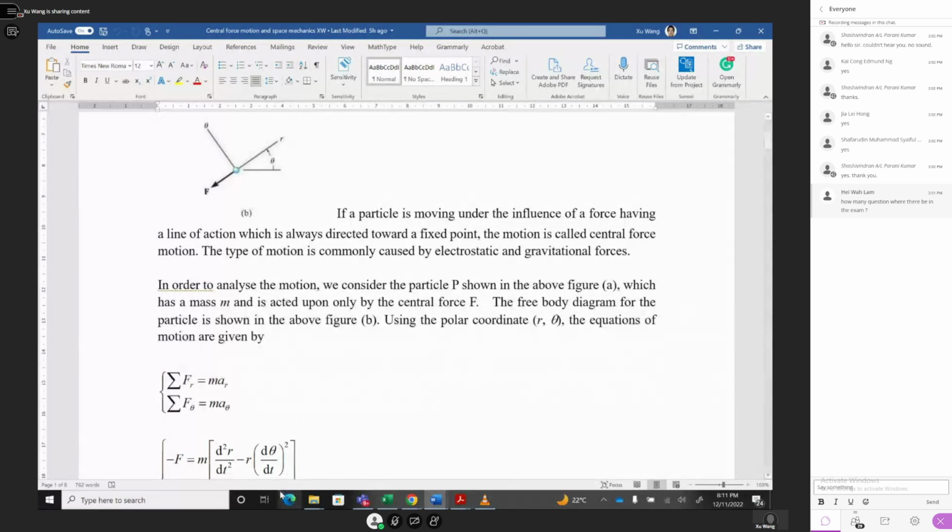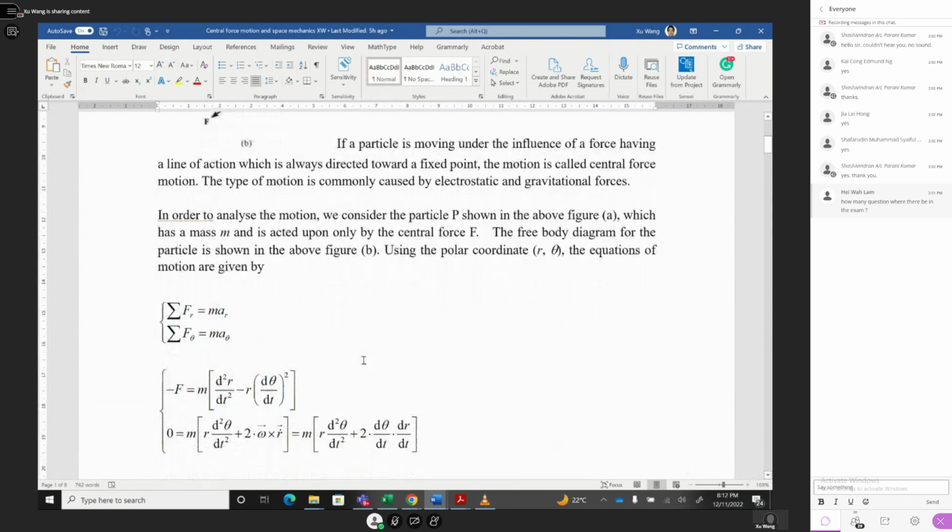So the total acceleration is the second derivative of r, r double dot, minus r omega squared, because the centripetal acceleration points toward the center, so it is negative. This is the total acceleration. m times total acceleration equals sigma F. F points opposite to the positive direction, so it is minus F. That gives us the first equation.